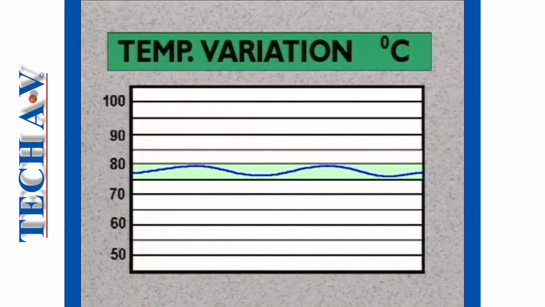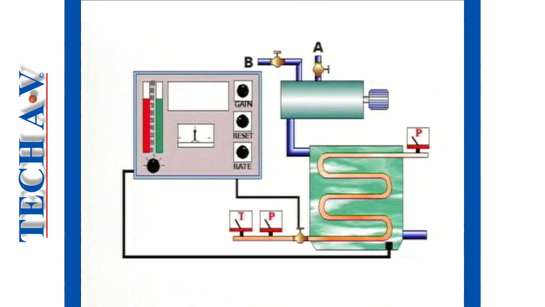If the set point, however, could be lowered to 77 degrees centigrade, with a maximum deviation of plus minus 2 degrees about the set point, then the amount of steam required for the blending process could be reduced. But first, they would have to find the cause of the temperature variations.